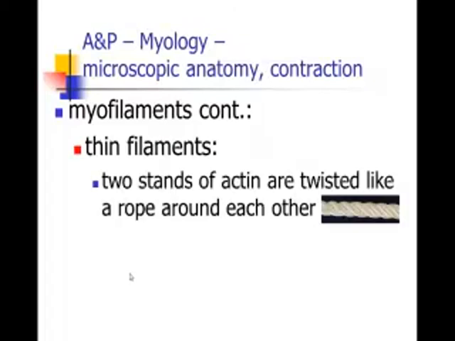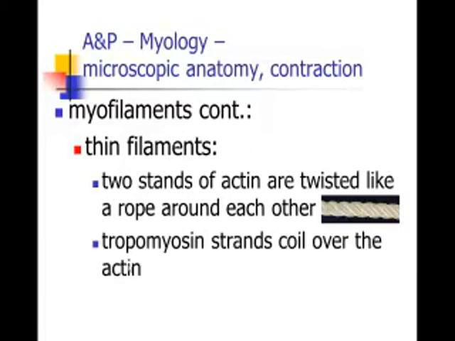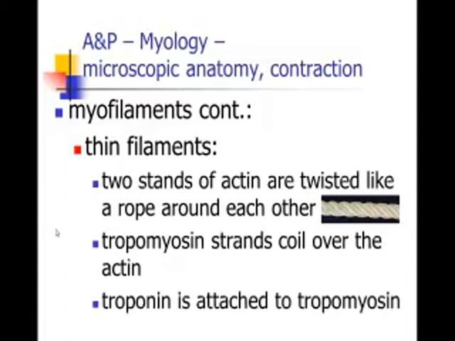Thin filaments. The thin filaments are going to be two strands of actin. They're going to be twisted like a rope around each other. Okay, and the tropomyosin then coils over the top of the actin. Troponin is attached to the tropomyosin.